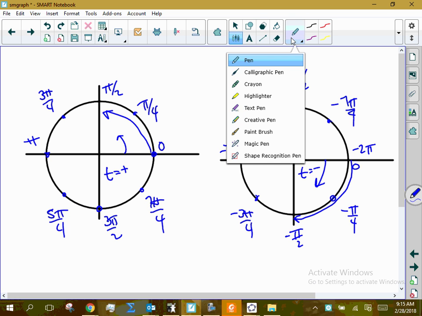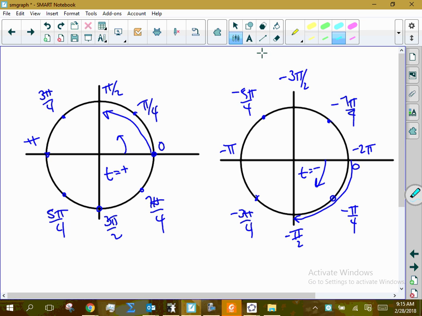My argument to you is that the location there and the location there are completely different, right?